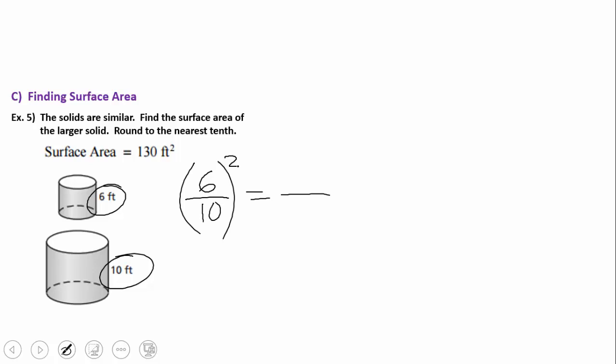Is equal to the surface area of the smaller one. I have to put the smaller one on top because I put its dimension on top. And they tell us that's 130 feet squared. Is equal to that ratio of the 130 feet squared to the surface area of the larger one. We don't know what that is. That's x. Now we're stuck with doing some math. The first thing we have to do, following order of operations, is square the ratio 6 to 10, which means we're going to square both numbers. So 6 squared is 36, and 10 squared is 100. And that's now equal to 130 over x.